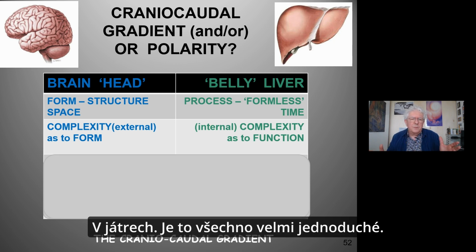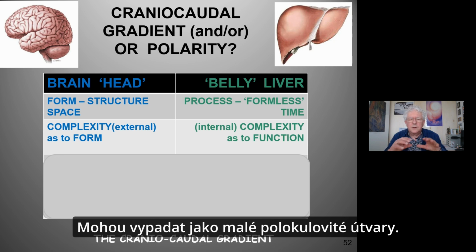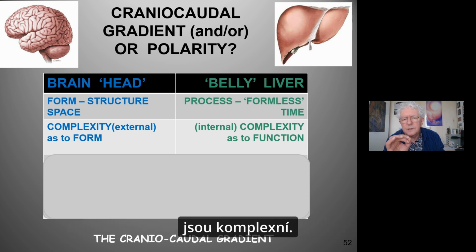In the liver, it's all very simple. The cells are very simple. They can be cuboidal. They can be like meatballs. They don't have a very specific form, but physiologically they are so complex.